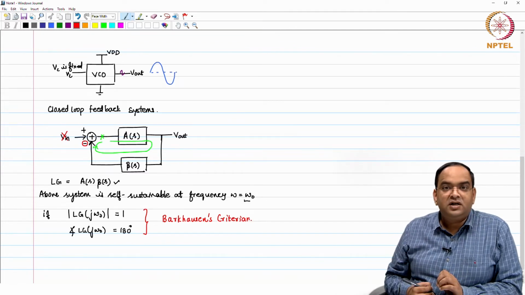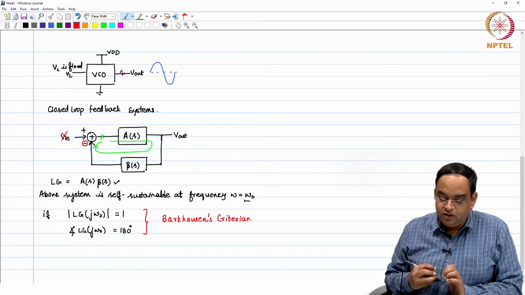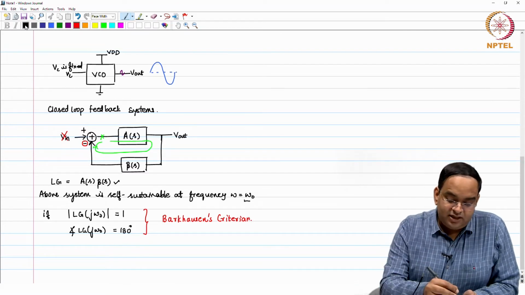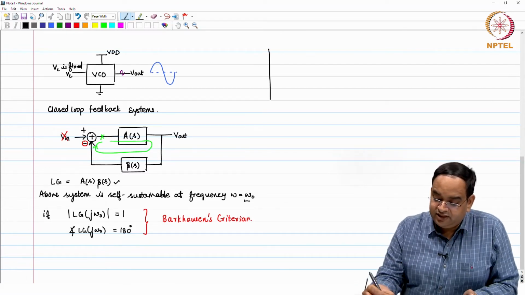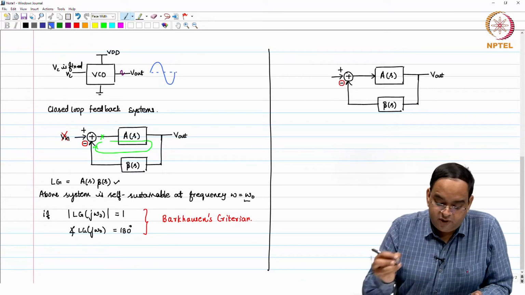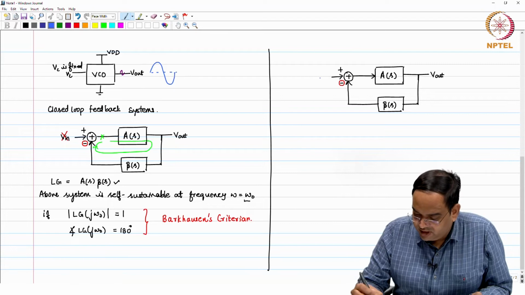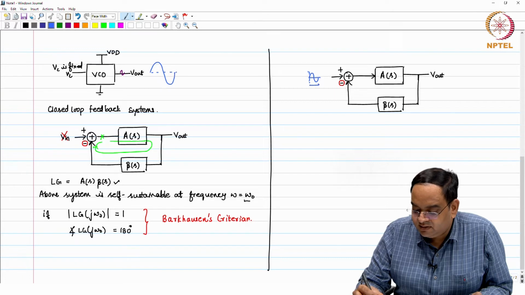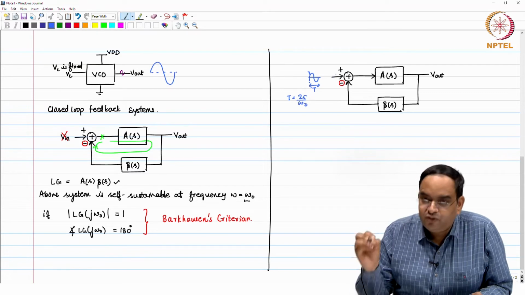Okay, this is the condition for sustained oscillations. So, let us take this example and try to understand that. To begin with, think about it that in the beginning you feed in a sine wave like this, only this sine wave, with respect to time. It has time period T, and T is equal to 2 pi by omega naught. This is what you feed in.